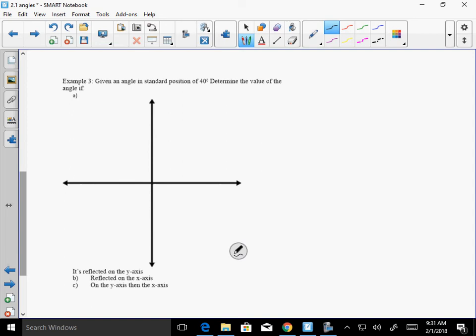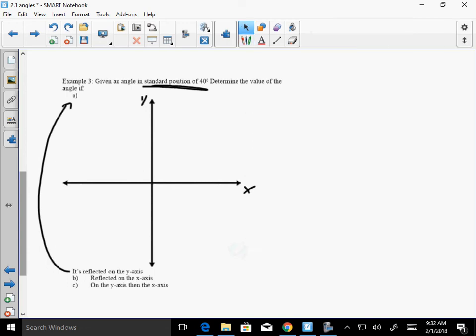All right, so here we're going to be given an angle in standard position of 40 degrees. We want to determine the value if it's reflected on the y-axis, then reflected on the x-axis, and then a reflection on the y, then the x-axis. When I put the Cartesian plane in, it must have moved things around. So we're going to start working with reflections here. That just means mirror images off certain axes.